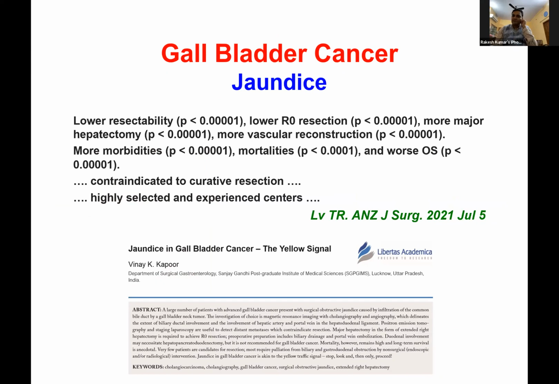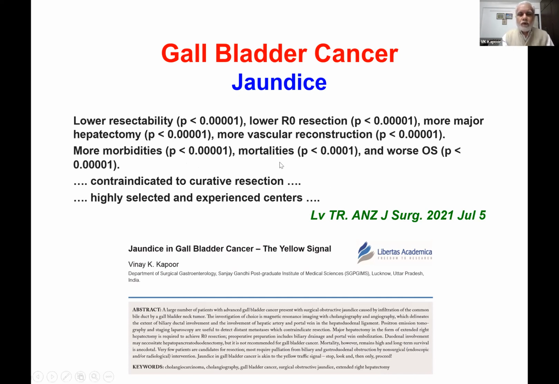Patients with clinically obvious or advanced gallbladder cancer frequently have jaundice, and then it becomes a difficult problem to handle. This recent meta-analysis has shown that in the presence of jaundice, the resectability rate is low. You are less likely to achieve an R0 resection. You need more major resections, and more vascular resection and reconstruction, which anyway are not recommended. In spite of all this, the morbidity and mortality are high, and the outcome is worse as compared to patients without jaundice.